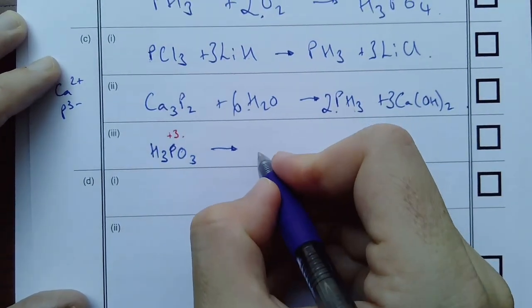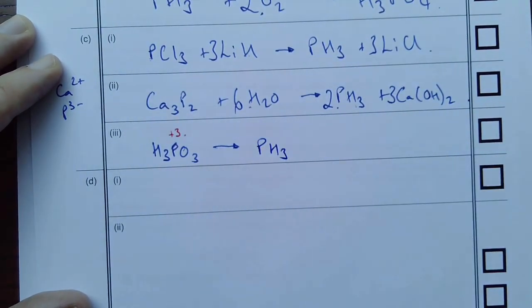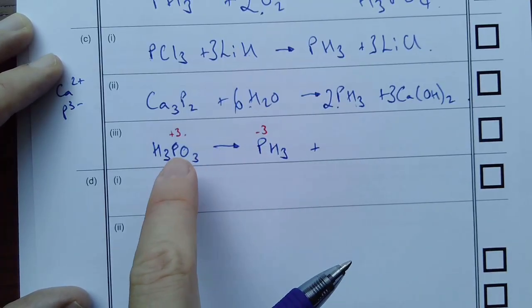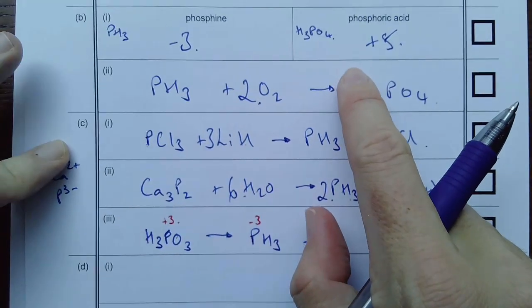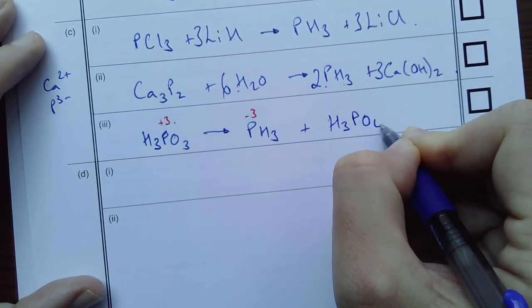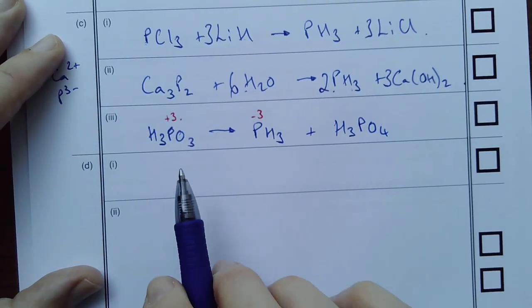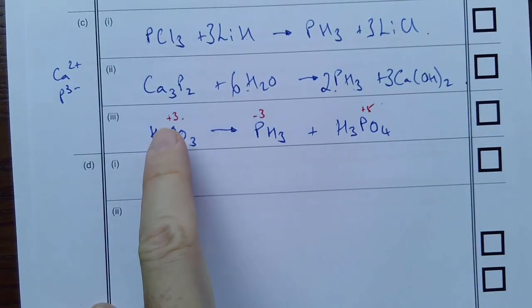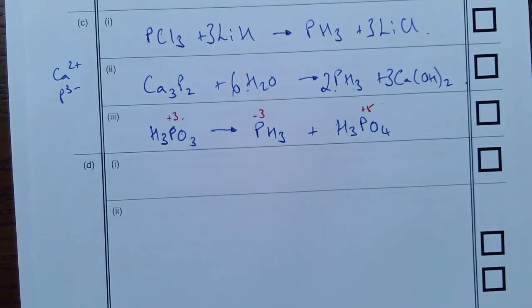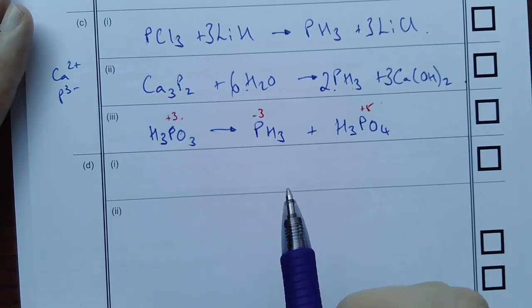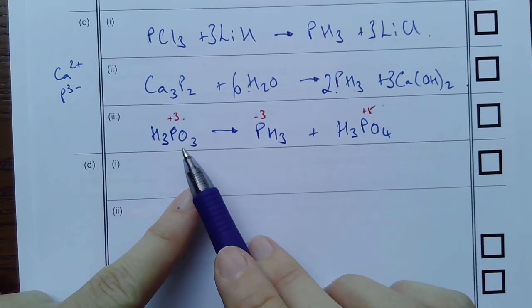Alright, so I'm going to make phosphine, PH3, and I know that that's going to be -3, so it means that the other product must have phosphorus in a higher oxidation state than +3, and I've already worked out that phosphoric acid is +5, so I'm just going to go with phosphoric acid, H3PO4. So I've got that, write that in, that's going to be +5. So I've got my disproportionation, so I've gone from +3 to -3 and +3 to +5. That's what disproportionation means.